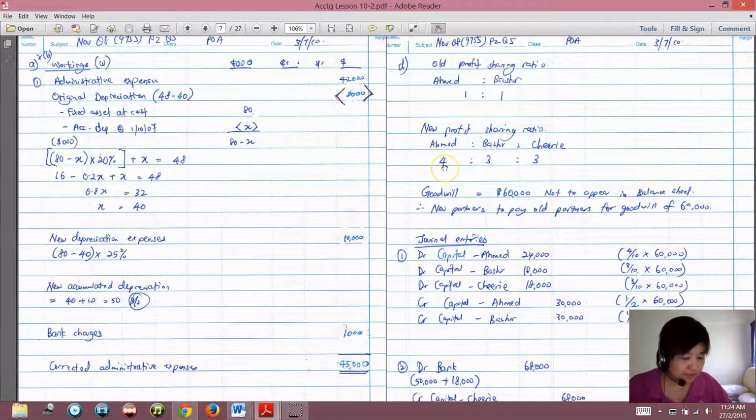The new profit sharing ratio is 40, 30, 30, right? So 4-3-3, that means 60,000 times 4 over 10, 3 over 10, 3 over 10.